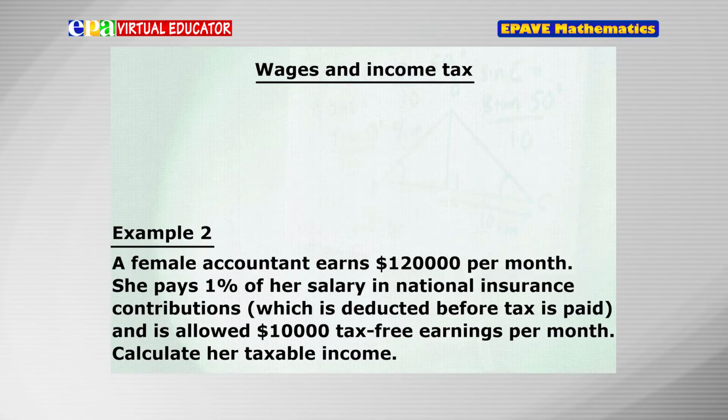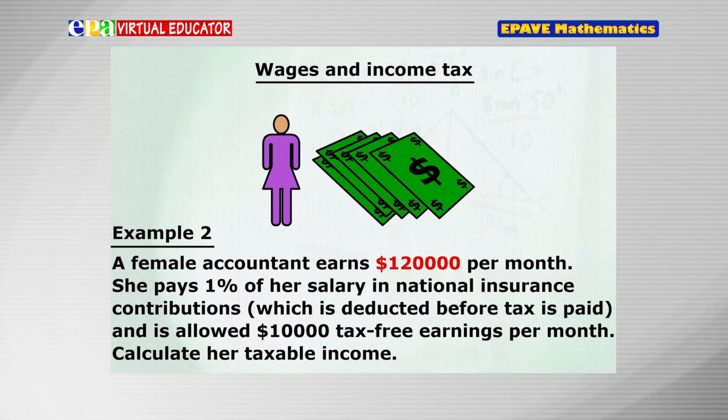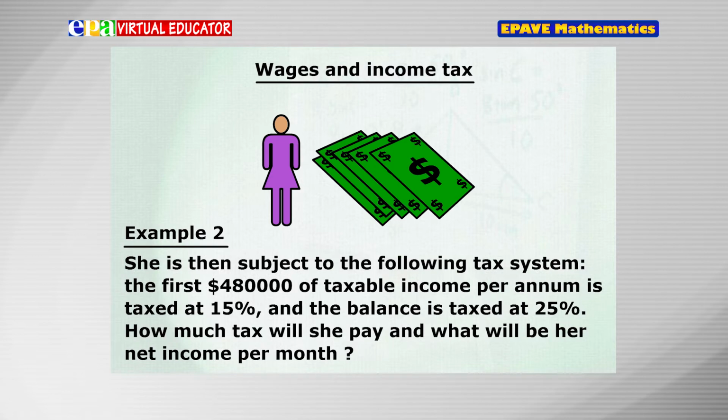Now look at this second example. A female accountant earns $120,000 per month. She pays 1% of her salary in national insurance contributions, which is deducted before tax is paid. She is also allowed $10,000 tax-free earnings per month. Calculate her taxable income. Please note that tax-free earnings means the amount that she is allowed to keep before she is taxed.